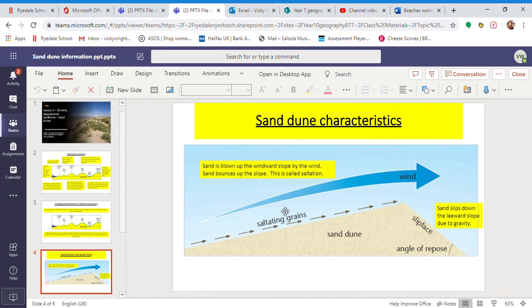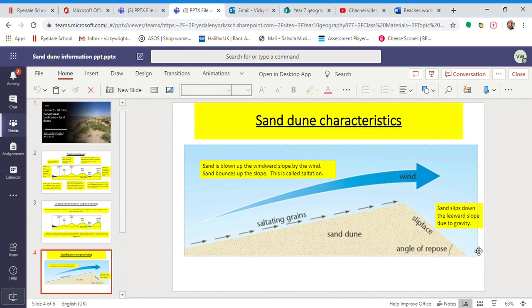Now they saltate. What that means is they bounce. So if you've ever been to the beach and seen the surface of the sand when it's windy and it looks like the sand grains are bouncing, that is what's happening. So the grains bounce up the windward slope, and when they get to this point here, the sand particles then slip down onto the lee slope and get deposited there.